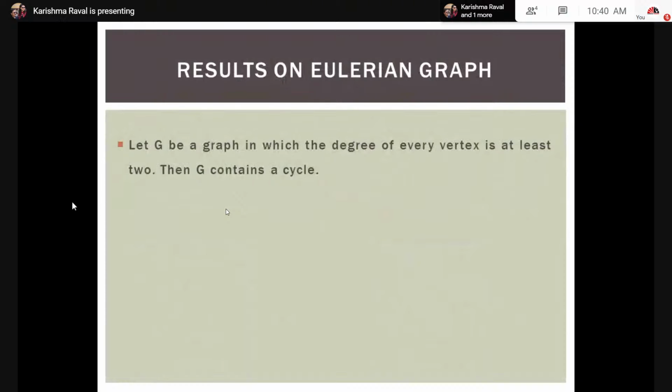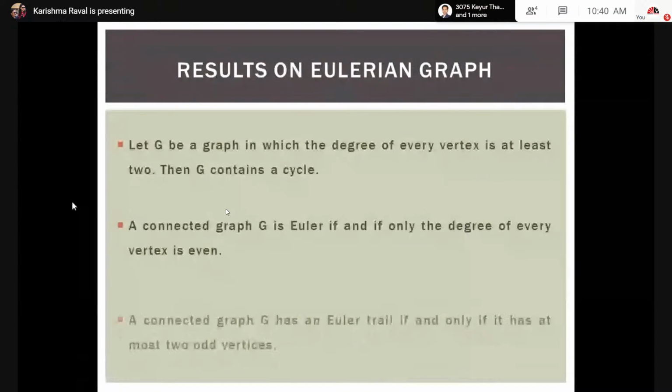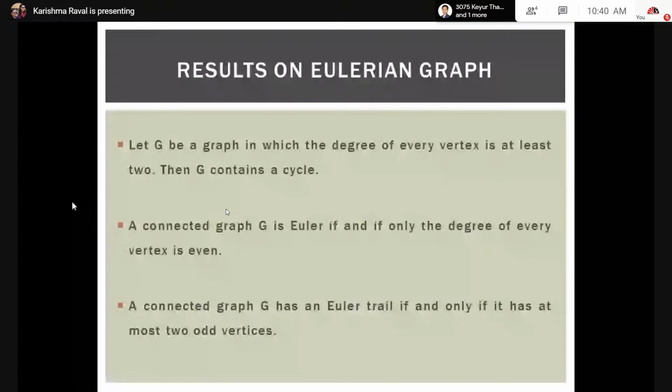A few results on Eulerian graphs. Let G be a graph in which the degree of every vertex is at least 2, then G contains a cycle. A graph G is Eulerian if and only if the degree of every vertex is even. A connected graph G has a Euler trail if and only if it has at most 2 odd vertices.